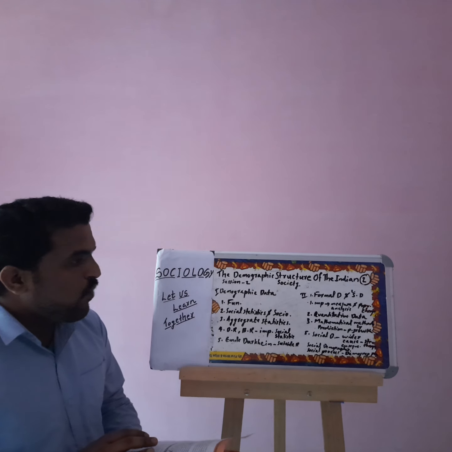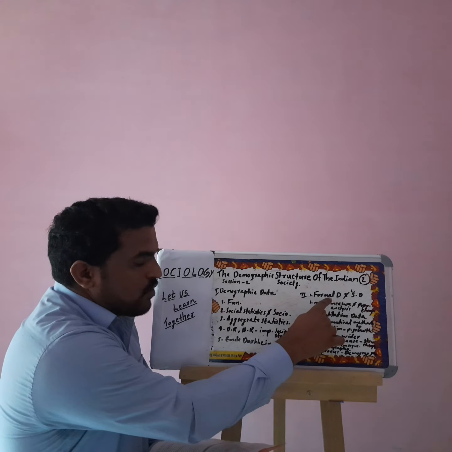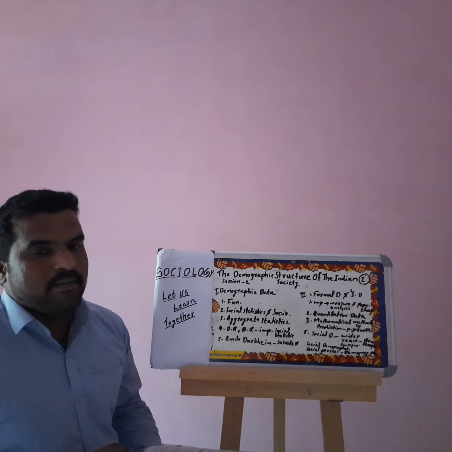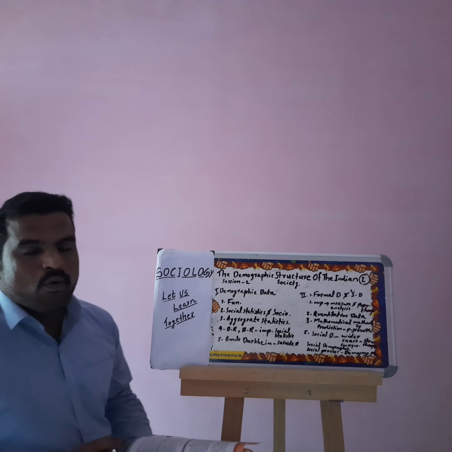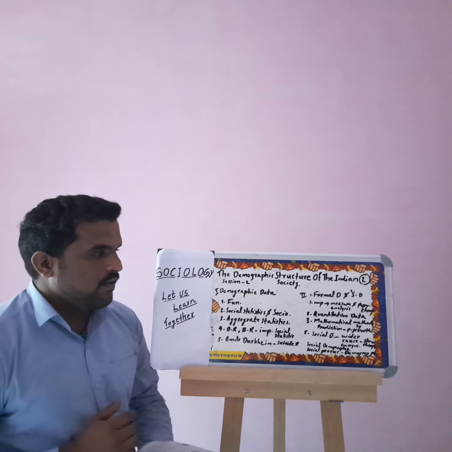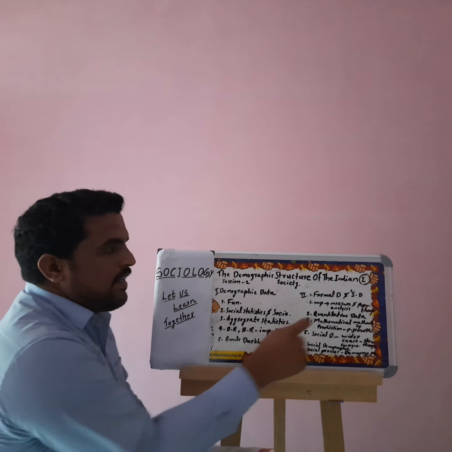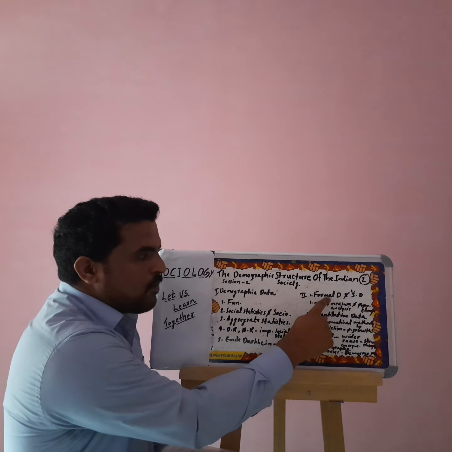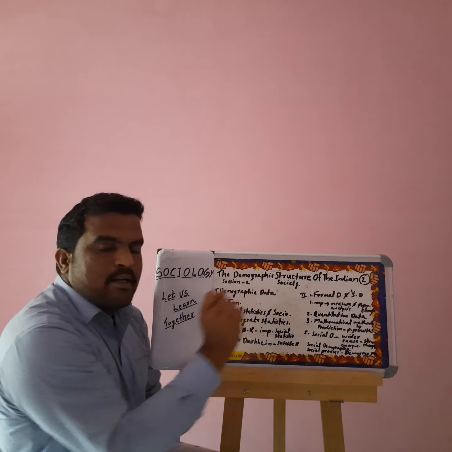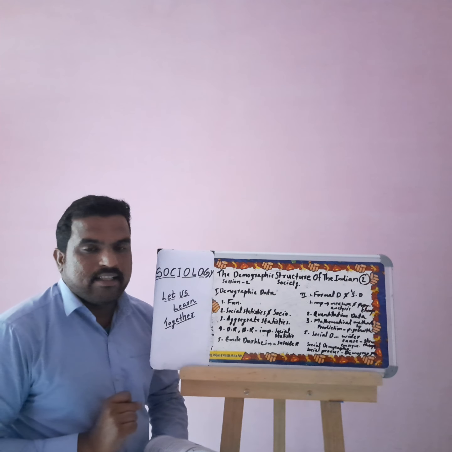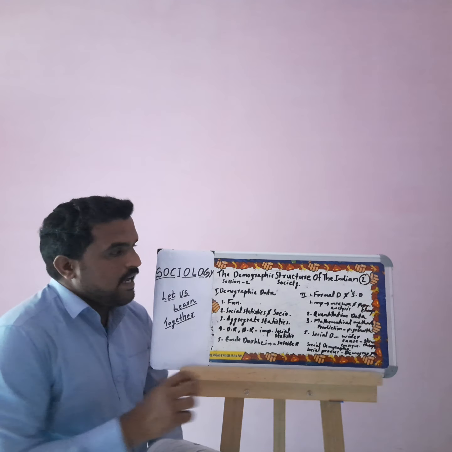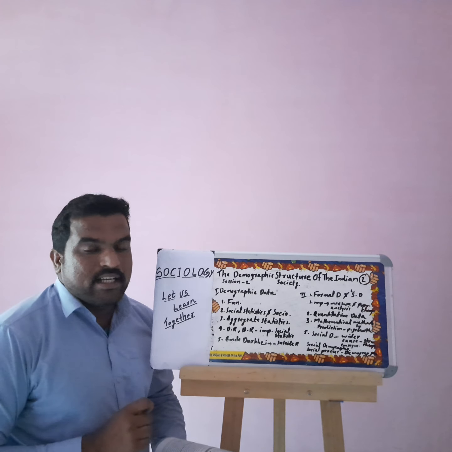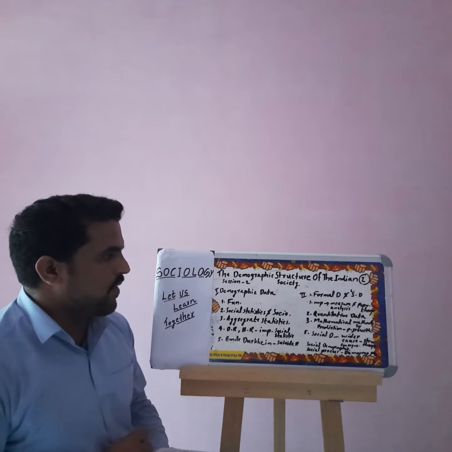And there we can see the difference: what are the differences between formal demography and social demography. In the previous class, we already mentioned formal demography and social demography. There we mentioned that formal demography deals with the quantitative data. I think all of you remember that. And social demography deals with the economic and political aspects of population.